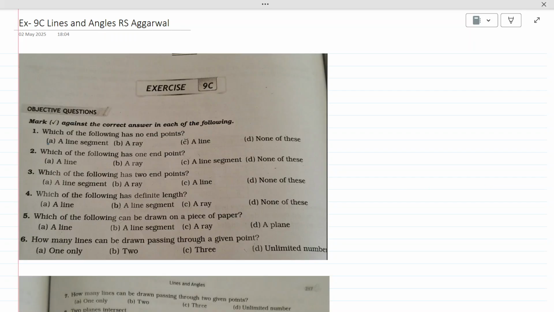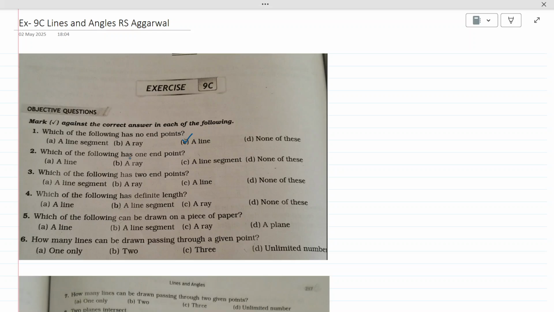The first question is, what we have to do is mark the correct answer in each of the following. The first is, which of the following has no endpoints? The options are a line segment, and we know that a line segment has two endpoints; a ray has one endpoint; a line has no endpoint; and none of these. So the answer will be a line, because a line has no endpoints. Okay, so the answer is C.